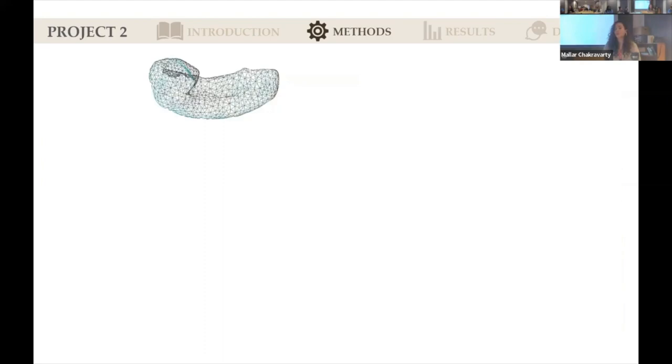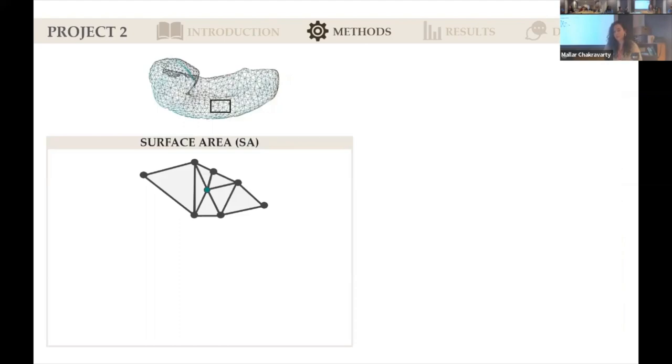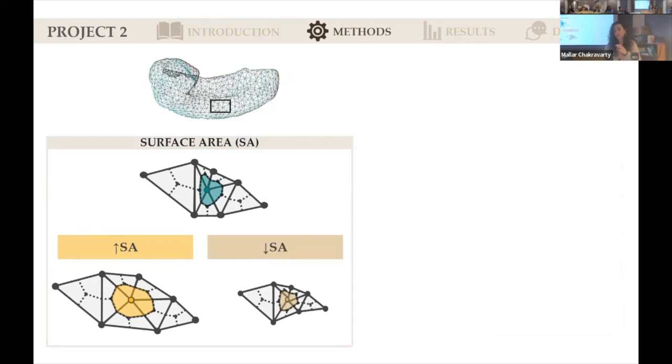So for the measurements, we used MaGeT Morph, which provided us two vertex-wise measures. The first one is called surface area. It is defined at each vertex around the hippocampus, and basically we can calculate if there is a surface area enlargement or reduction at each vertex. And the second metric is called displacement. This one is more about deformation, so we can calculate if there is outward displacement or inward displacement.